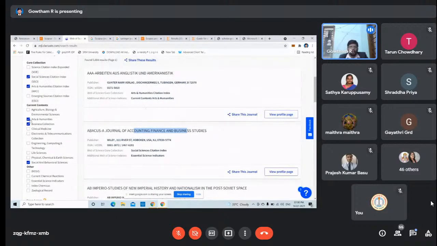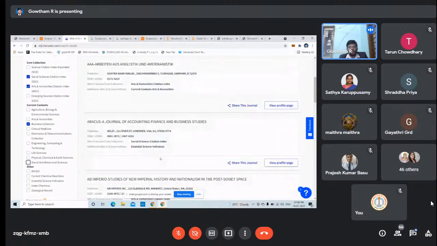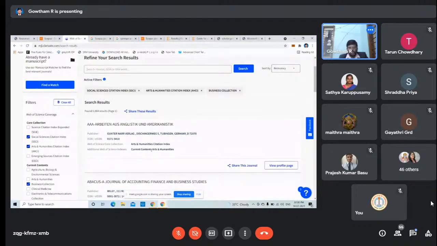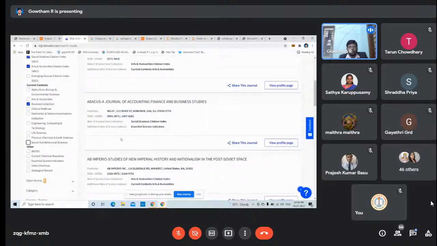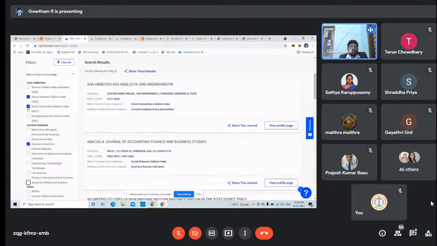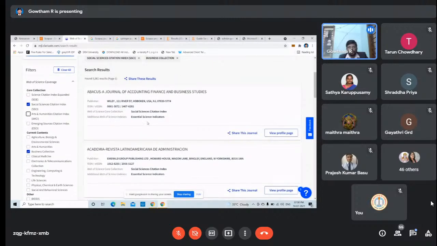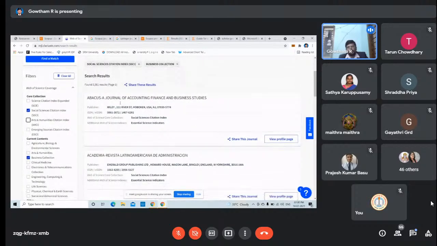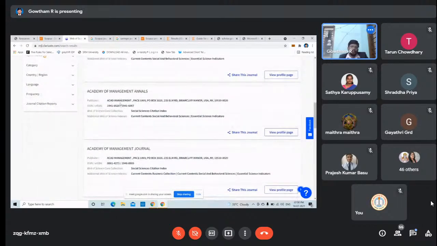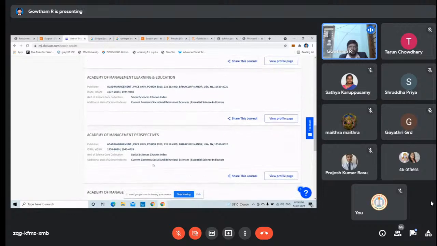Say for example, now I am going to remove arts and humanities and social and behavioral sciences. Still both are the same numbers. Say for example, I'm going to remove this one also. Now you could find we have 3,561 journals with us. So Academy of Management journals, these days are quite popular.